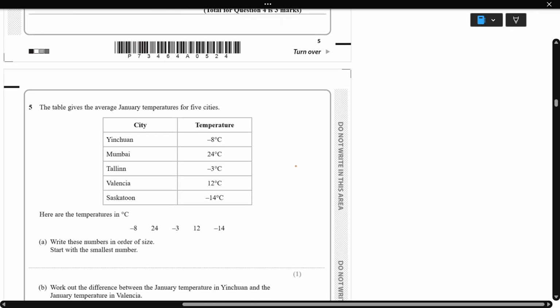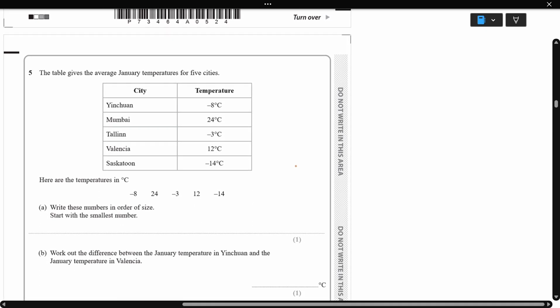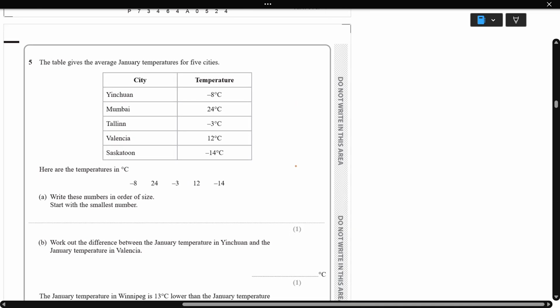Okay, so the next question, number 5. The table gives the average January temperature for 5 cities.